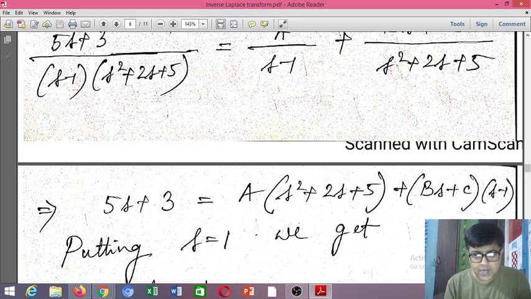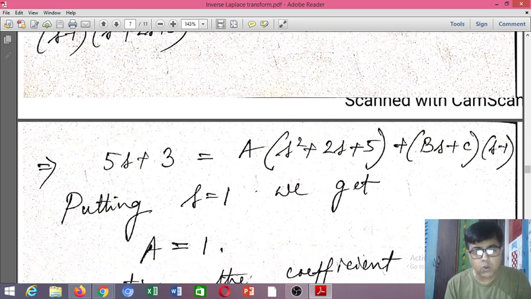So what I do is I put s equal to 1. Why am I putting s equal to 1? Because the moment I put s equal to 1, I simultaneously eliminate b and c. So I just put s equal to 1 into the previous equation, and I get the value of a immediately. So I get the value of a equal to 1.